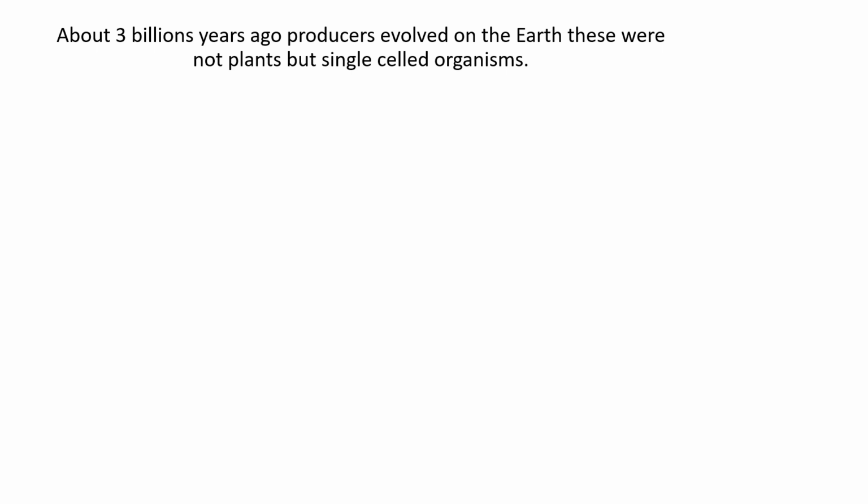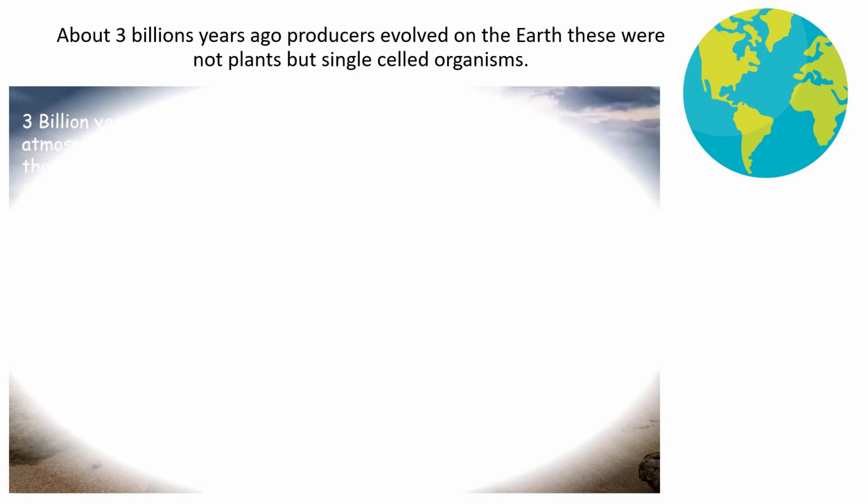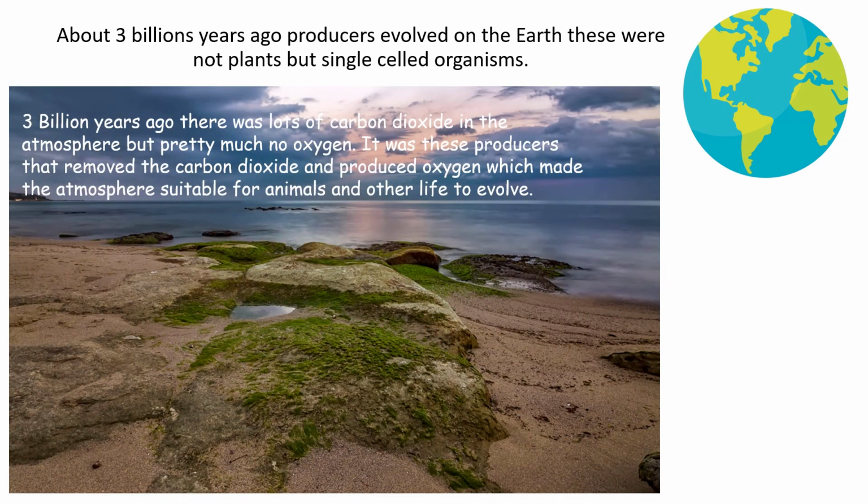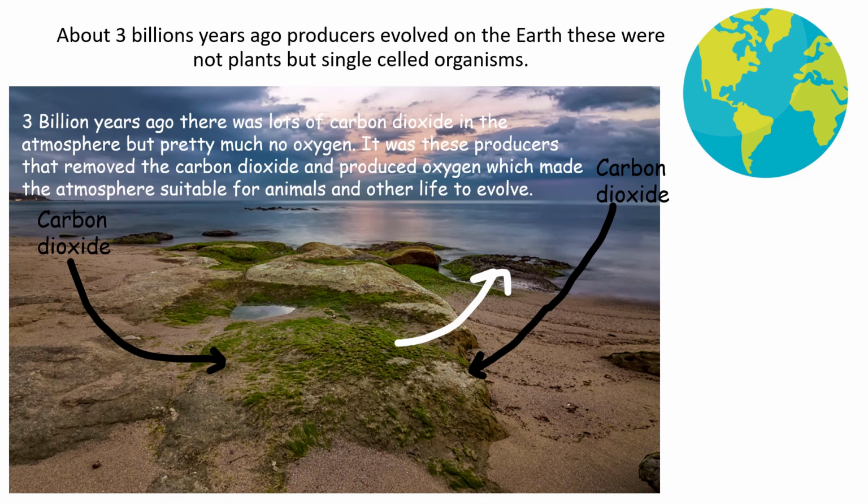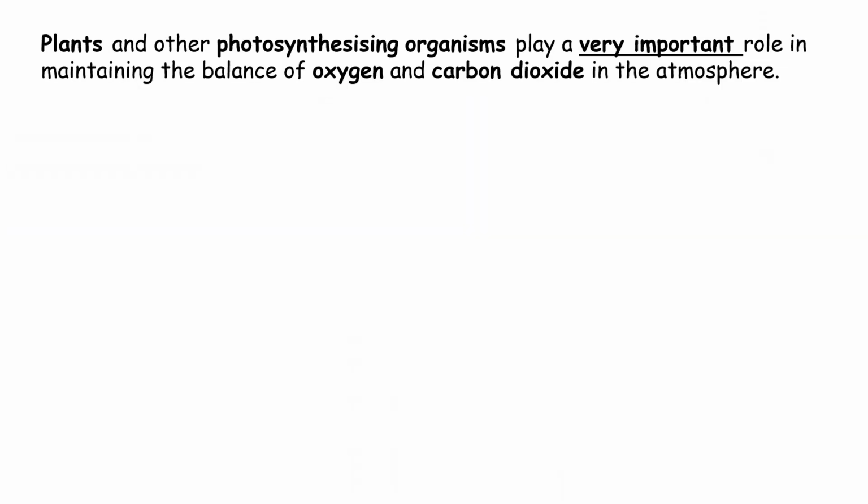About 3 billion years ago, producers evolved on the Earth. These were not plants, but single-celled organisms, a bit similar to algae. 3 billion years ago, there was a lot of carbon dioxide in the atmosphere, but pretty much no oxygen. It was these producers that removed the carbon dioxide and produced the oxygen, which made the atmosphere suitable for animals and other life to evolve. Look at the carbon dioxide here. It's coming from the atmosphere into these green single-celled organisms. And the oxygen is being released by photosynthesis. This allowed us, animals and humans, to live on the Earth.